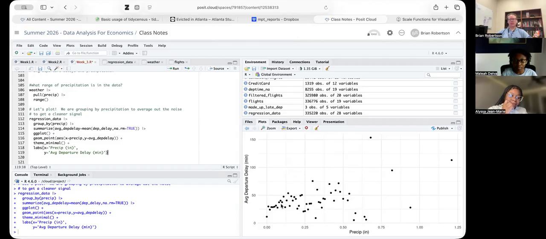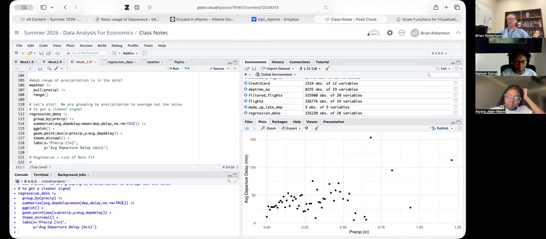Okay, so we know there's a relationship between this rainfall and the average departure delay. Now I want to do something with this. I want to find the line of best fit through this data. So regression equals line of best fit.